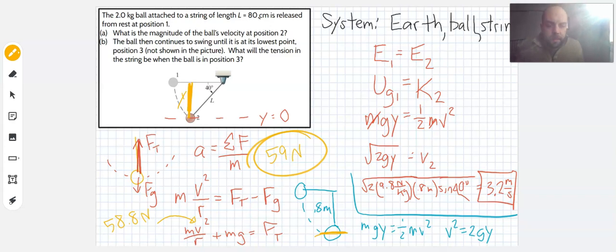So I ran out of space to make this problem nice and neat, but the steps are all there. Using the conservation of energy, figure out the speed or the speed squared in the case of position 3, and then using that value to figure out the force of tension, realizing that I have some centripetal acceleration there.